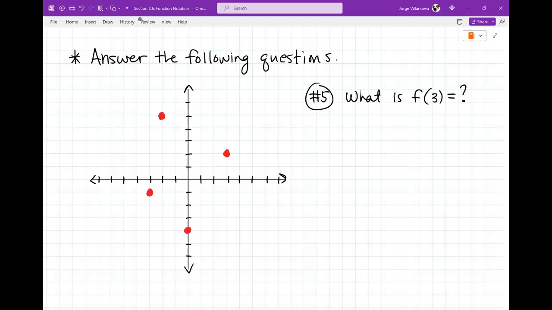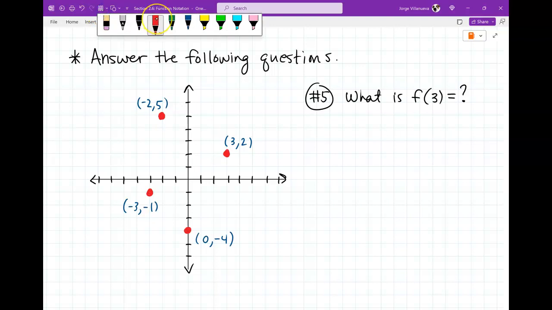So let me go really quick, and I'm going to label my points to make this a little easier. Make sure I do it right. 3, 2, -2, 5, -3, -1, and 0, -4. So I'm going to do that first. I'm going to label all my points because I want this to be as easy as possible. Okay, so all right, now I know.